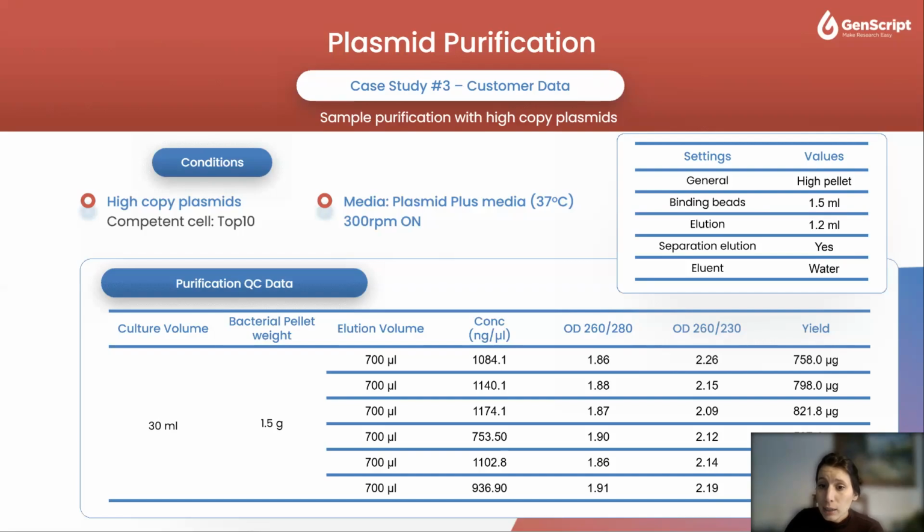Another case study I wanted to show was one that we did with a client. What we did here is use only 30 ml. That 30 ml was sufficient to get us to 1.5 grams of bacterial pellet, and we eluted the sample with about 70 µL. The concentration of the sample was approximately 1,000 nanograms per microliter.